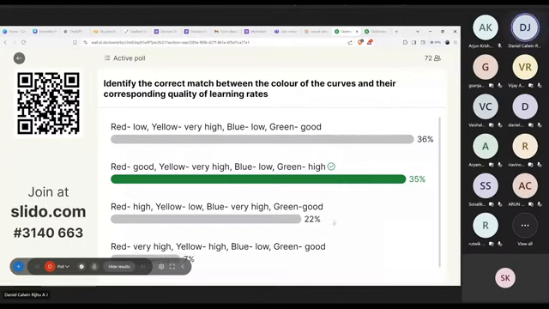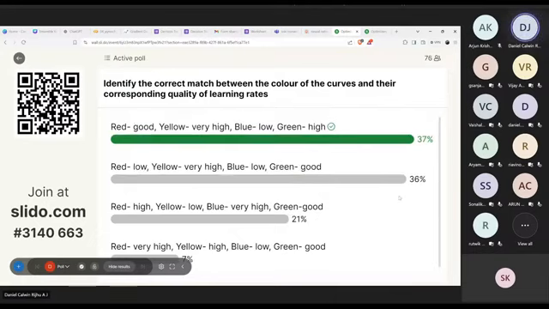So almost half of you guys got it right, and the remaining half confused between the good learning rate and the high learning rate. Fine, I'll explain it then.